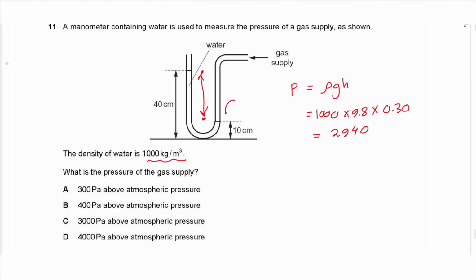But the gas is pressing more on this side than the atmosphere, so it's higher than the atmosphere. So it's 3000 Pascal above atmospheric pressure, so the answer is C.